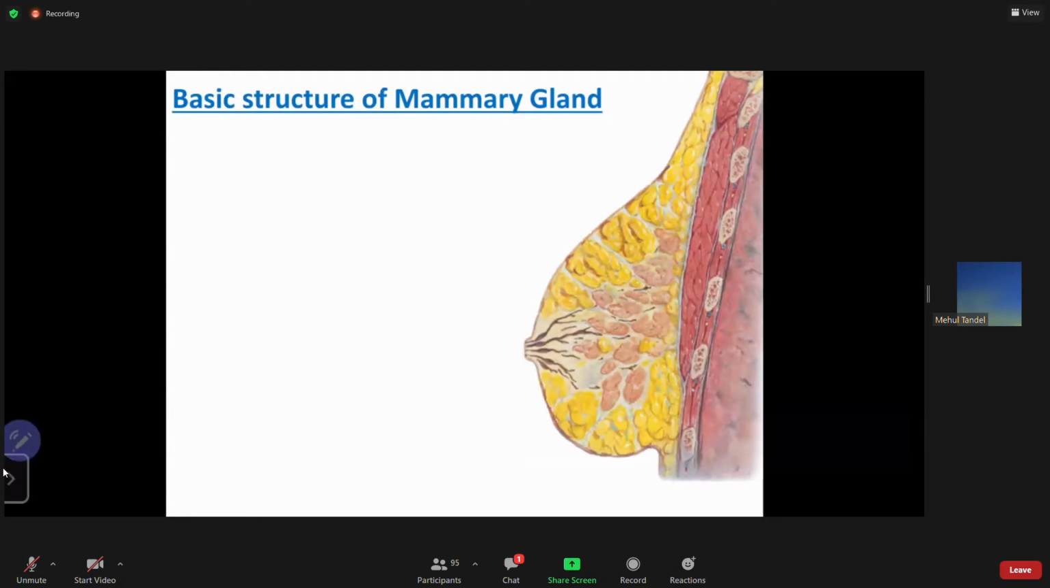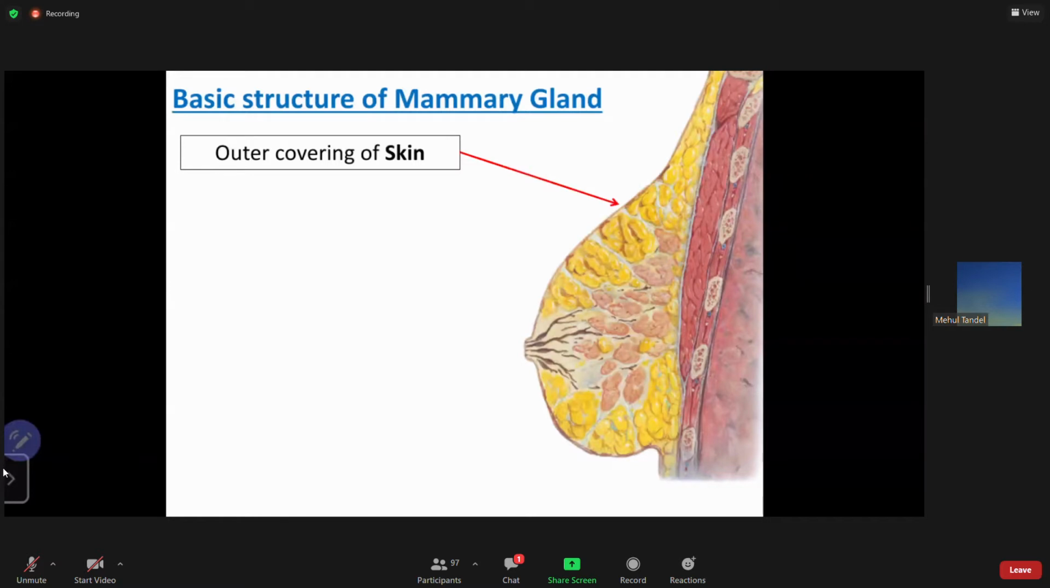Okay. Let's see the microscopic structure of mammary gland. Let's see first the basic structure of mammary gland. Okay, so the mammary gland basic structure: first, it is covered by the skin. It is the outer covering of the skin. That is your first structure of mammary gland. Okay, covered by the skin.